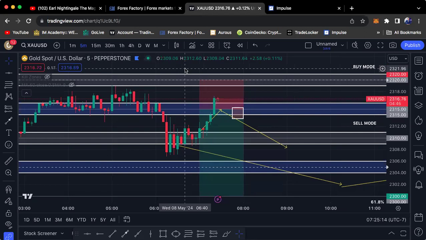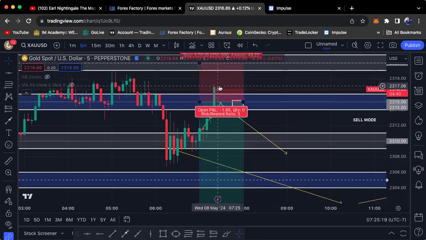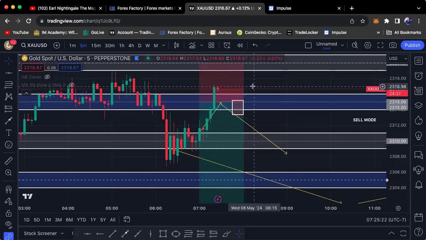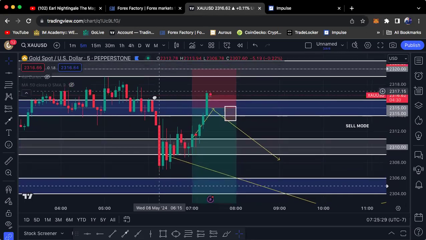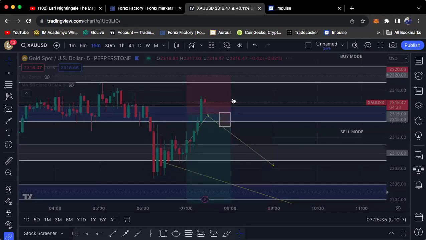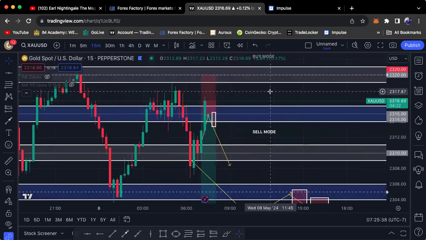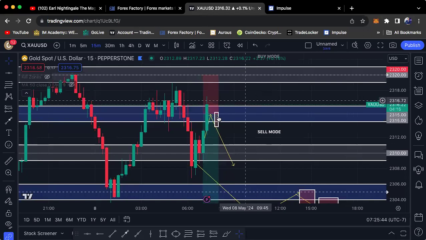I'm waiting for this setup. You see how the 5-minute candle closed above. Okay, this zone. We're looking at the 15-minute. I still have 4 minutes left on this 15-minute candle. I'm waiting for a bearish candle to form at the 15-minute.